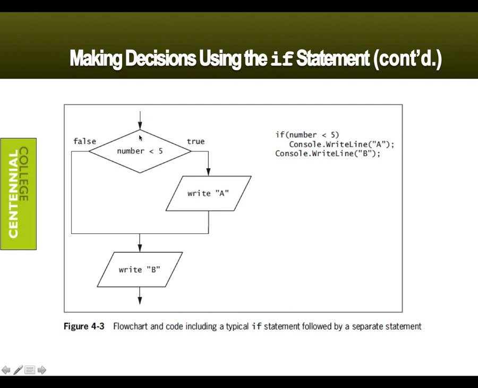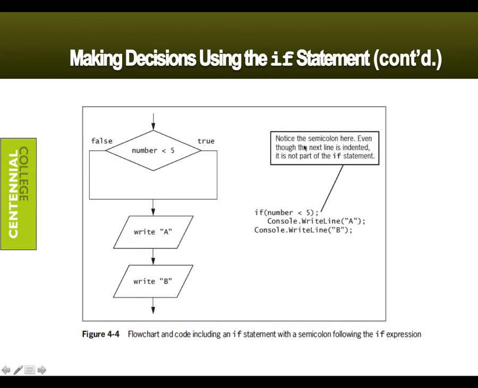If the number is less than 5, if that's true, write A. If it's false, write B. And if you notice, the result of the condition is this parallelogram, right? These are the symbols that you're going to use. And this is what it looks like in real code. If my number is less than 5, oh my God, who wrote this like this? This isn't right, and I'll explain why. Console.WriteLine B. If this is true, write this, otherwise write this. We're going to talk about this in a second. Ways of writing this thing.